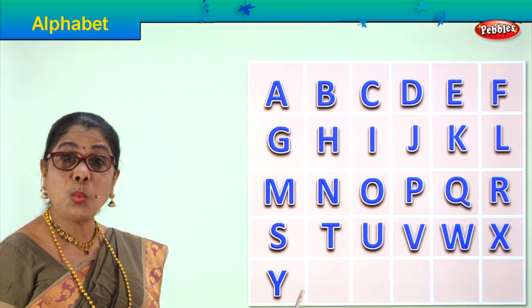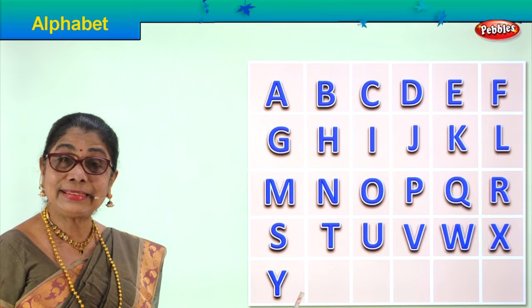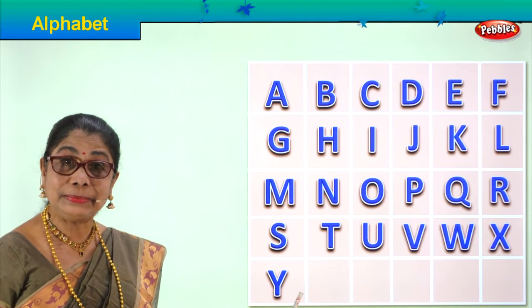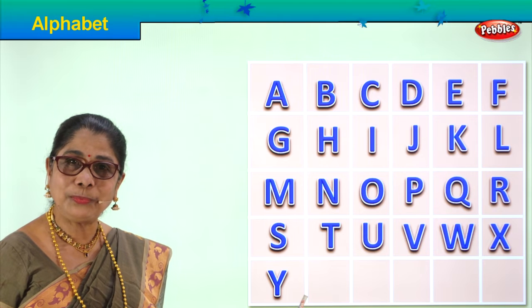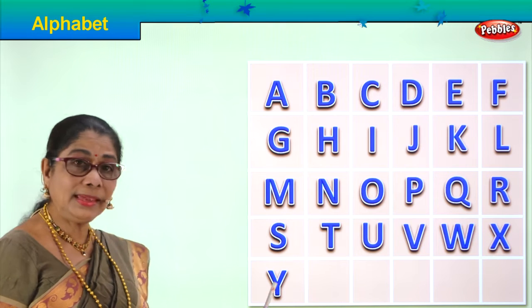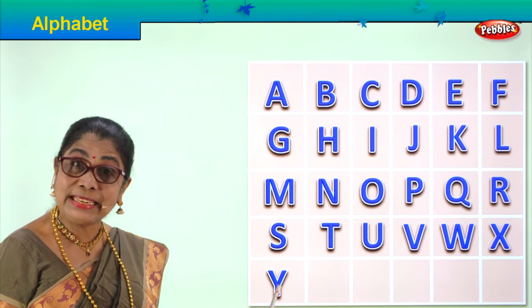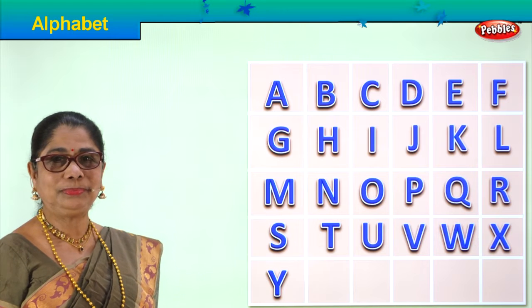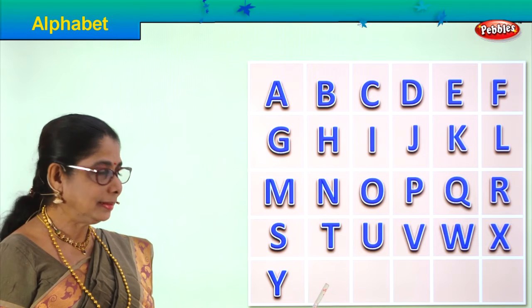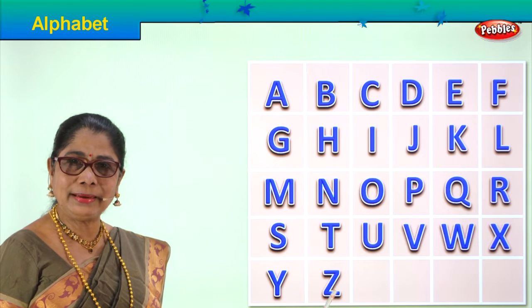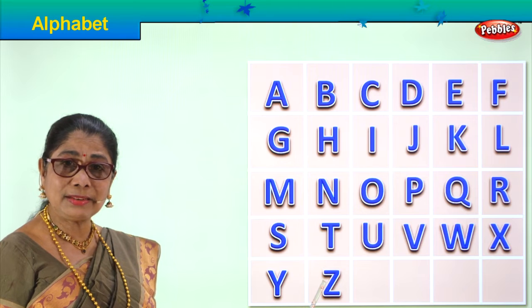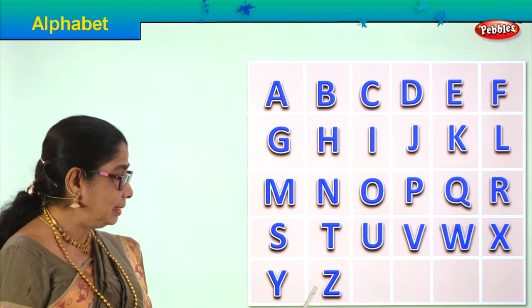Capital letter Y. Sound Y. Yellow. Y. And the last letter, in capital letters in the English alphabet, the last big letter or capital letter is Z.